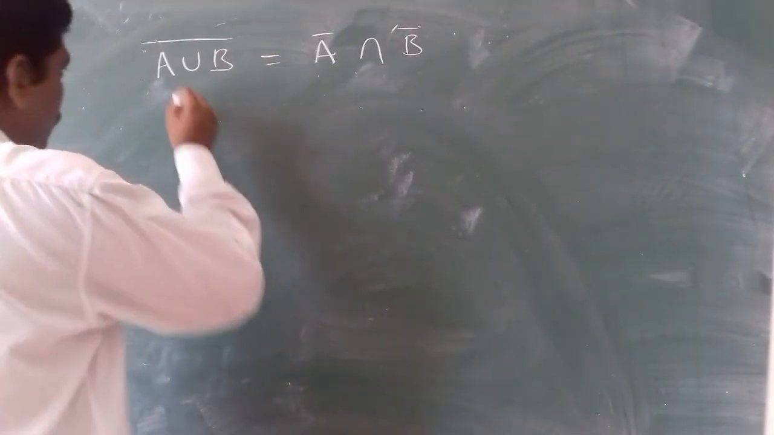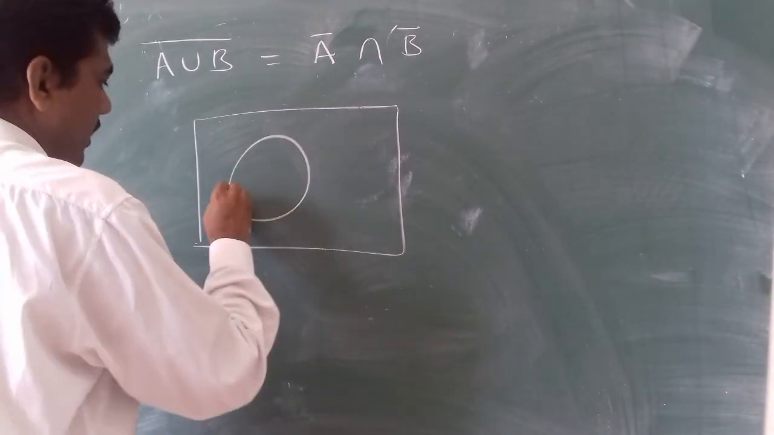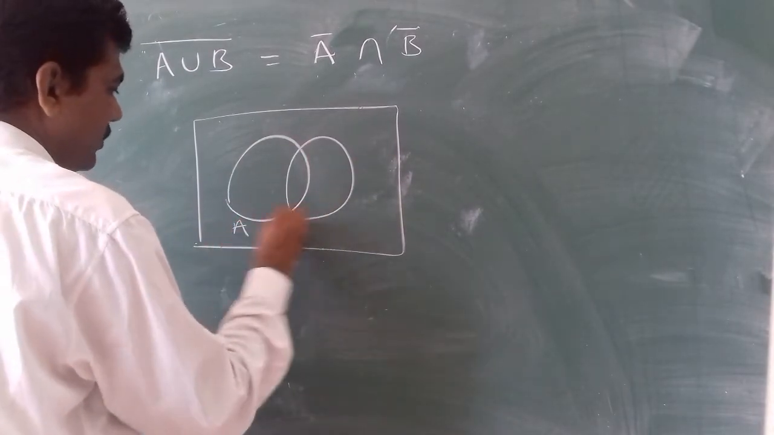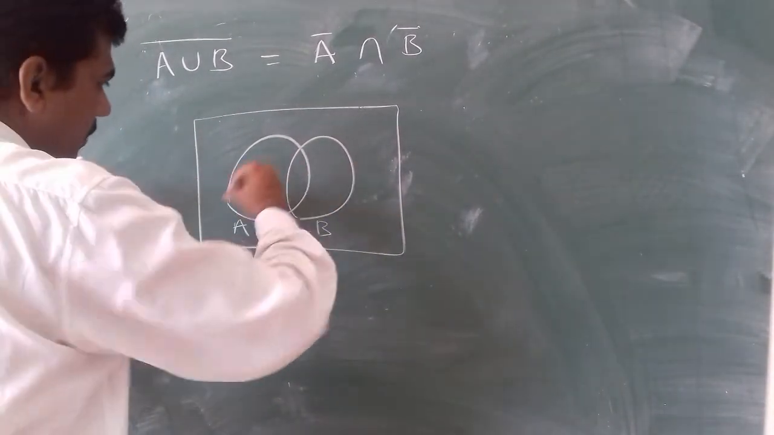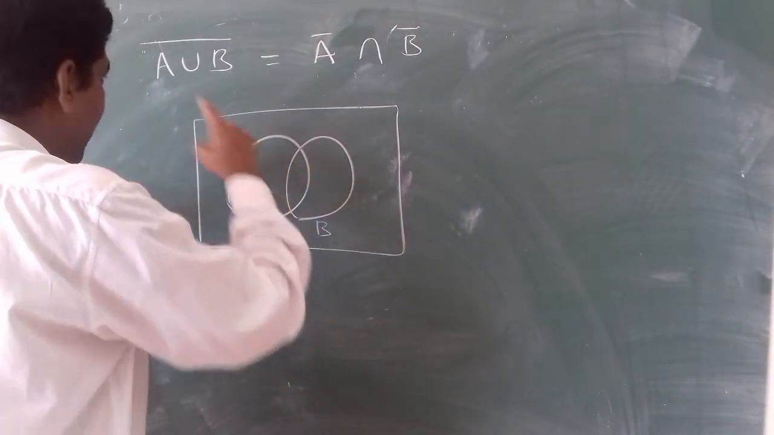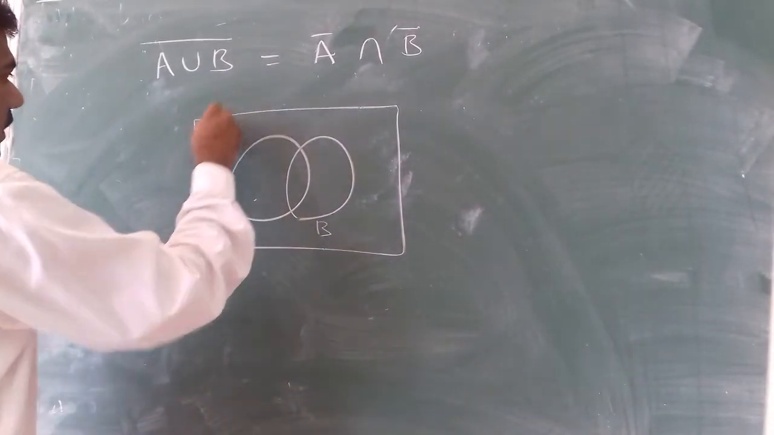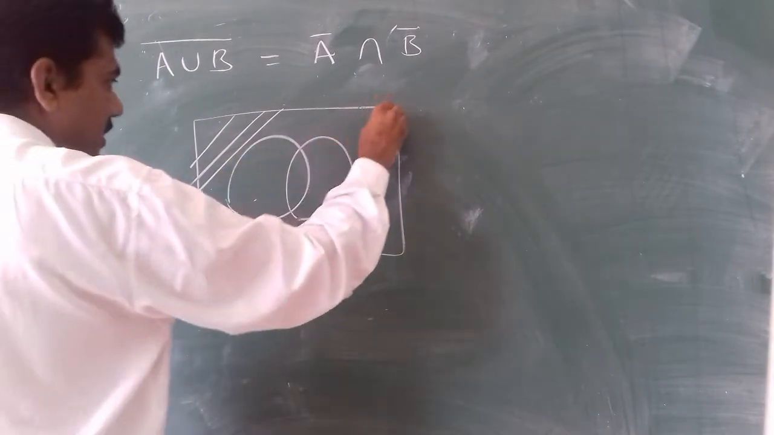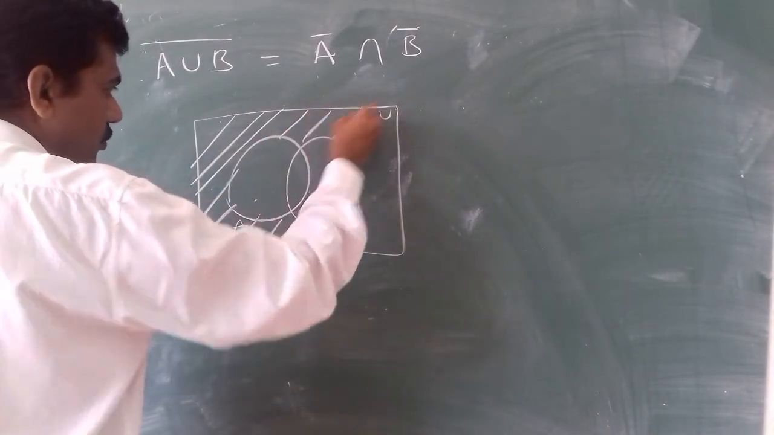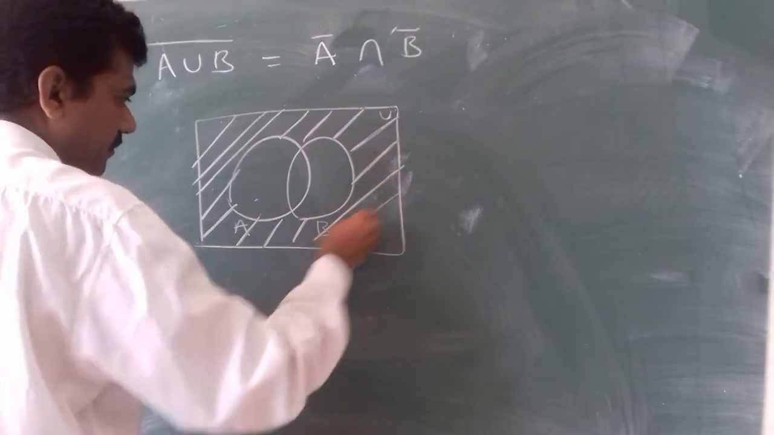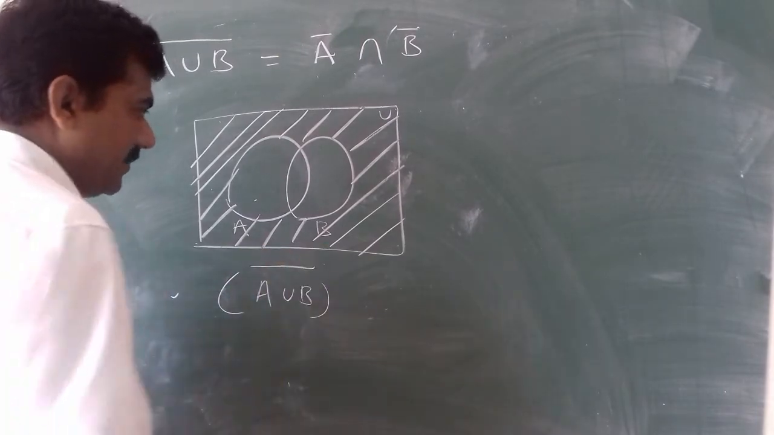Okay. So LHS: this is the universal set. There are two sets A and B. So this is your A, this is B. A union B means complete these two sets, right? And complement of this means your resultant will be what? That is the area outside of these two circles. This is the A union B complement, right?